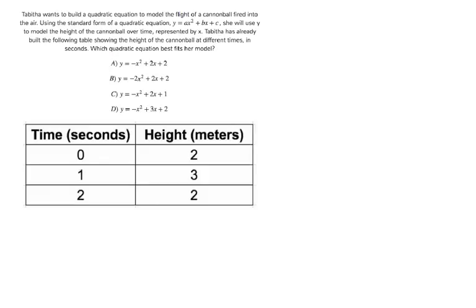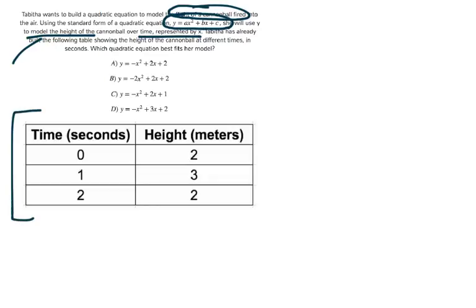In this question, Tabitha wants to build a quadratic equation to model the flight of a cannonball fired into the air. We're using the standard form of the quadratic equation, y equals ax squared plus bx plus c. She's going to use y to model the height of the cannonball and time to model x. So x is the time here. Tabitha has already built the following table, which shows the height at various times. Which of these four quadratic equations best fits her model?